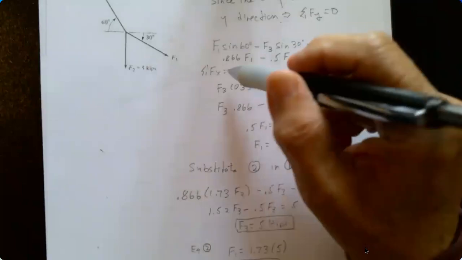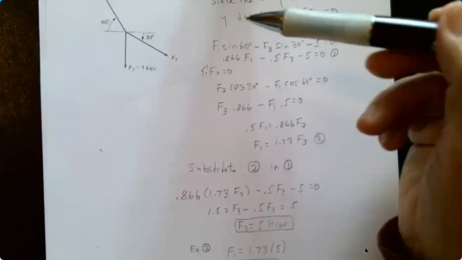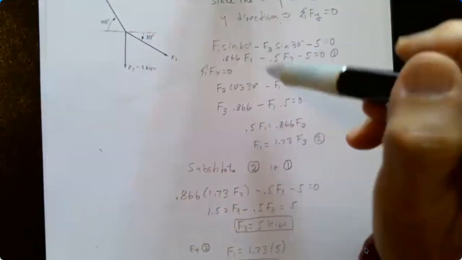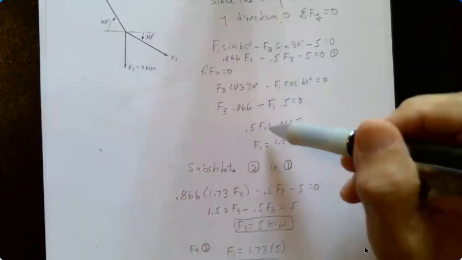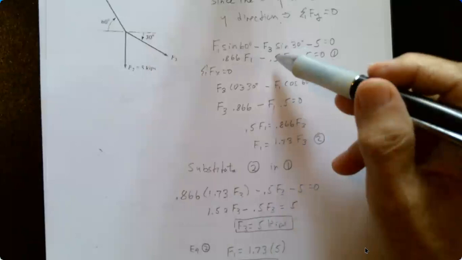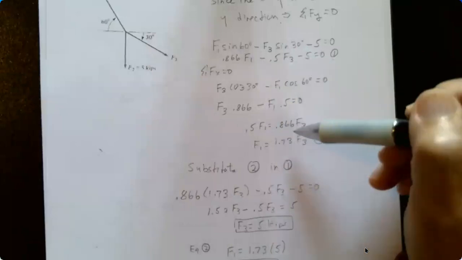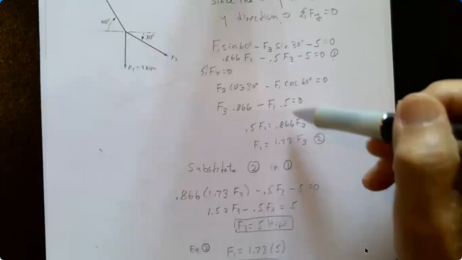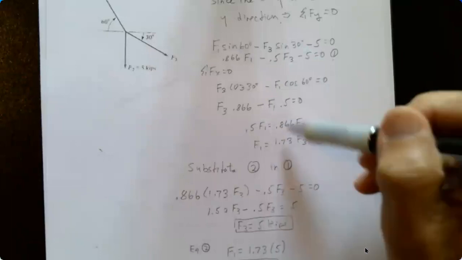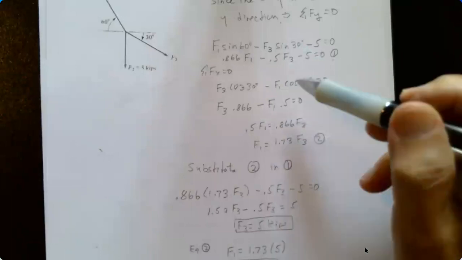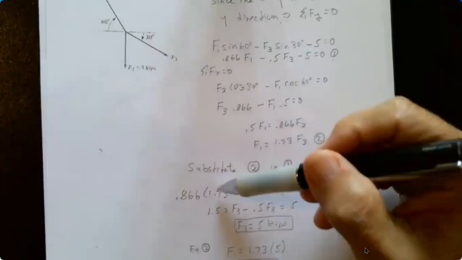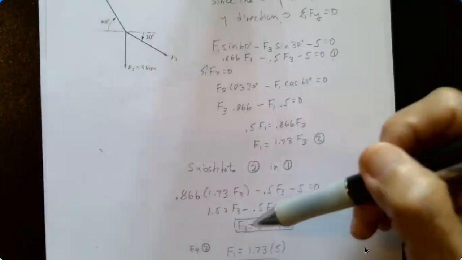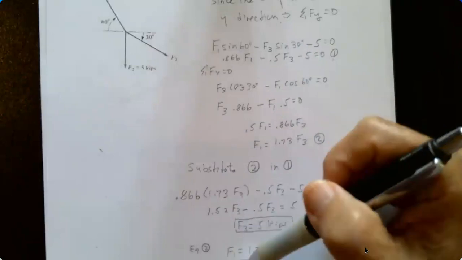And then you sum forces in the x direction. These are going to be cosine functions for F1 and F3. It's just a substitution back, and you can substitute any way that you want to. And I just found F1 is equal to 1.73 F3. And then I substituted, this is equation 2, I just substituted that back in equation 1. With that substitution, solve for F3 is 5 kips, and then F1 then is 8.65 kips.